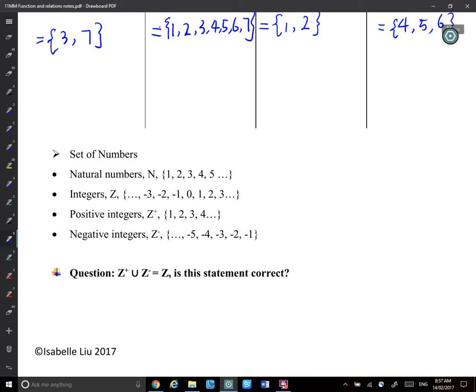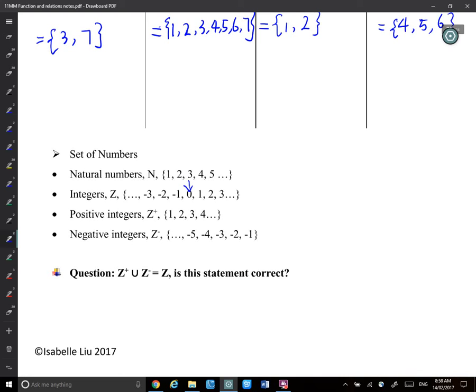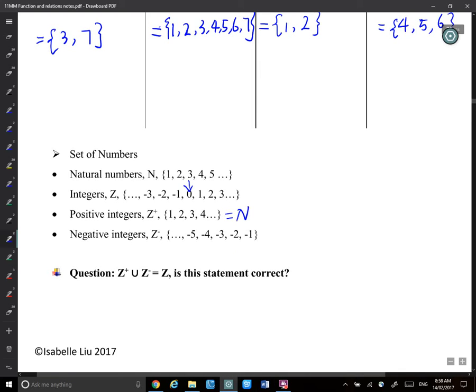Next one, integers. Integers use Z. It includes negative integers and also positive integers: -3, -2, -1, 0, 1, 2, 3, 4. In integers, 0 is included. You can see the 0 here. And since we talk about all the integers, there will be infinitely many numbers inside the set. The next one, we use Z plus to represent all the positive integers, which means 1, 2, 3, 4, 5, 6, 7, which is equivalent to natural numbers. So N is equivalent to Z plus. They are exactly the same.